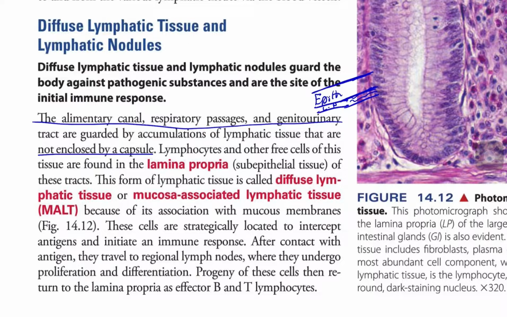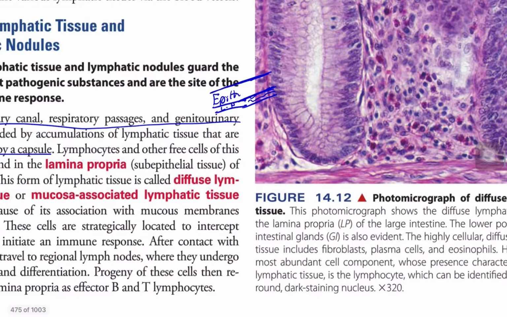Progeny of these cells then return to the lamina propria as effector B and T lymphocytes. So after the proliferation and then the differentiation, they go back to where they found the antigen in the lamina propria as effector B and T lymphocytes, basically to kill the antigen or to get rid of it if it's not a cell.